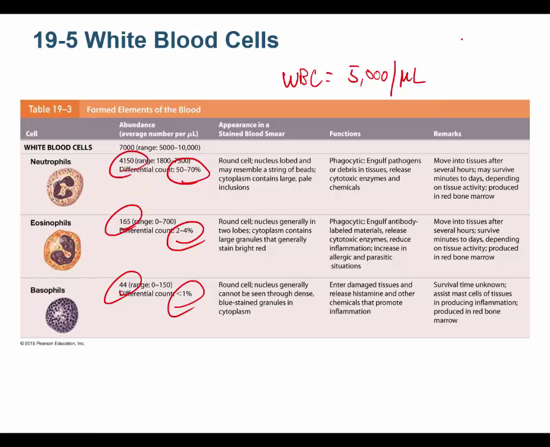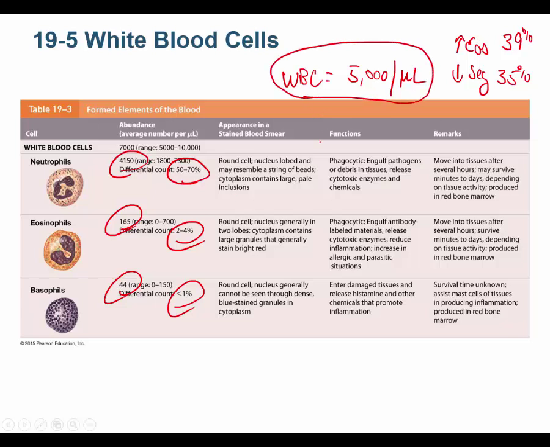But your EOs could be sky high in percentage, and your segs be low in percentage. See, your segs are supposed to be 70%. What if your segs were 35%? You cut that in half. And your EOs were 39%. Well, that's abnormal, but your white blood count is normal.